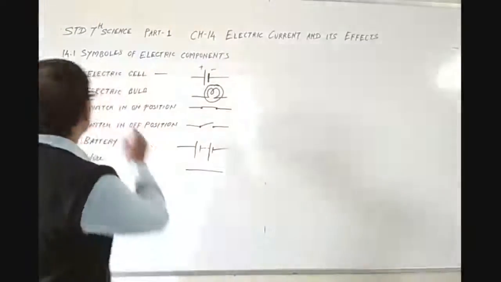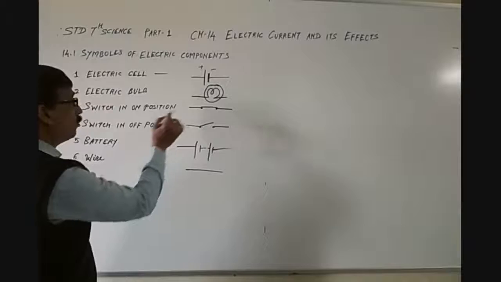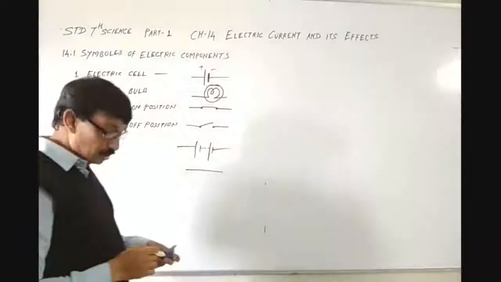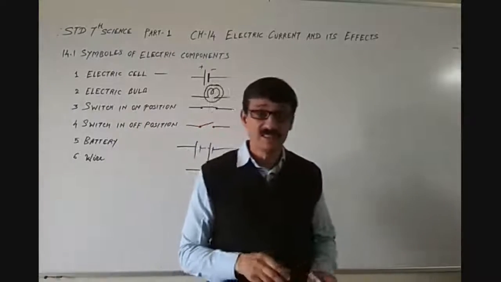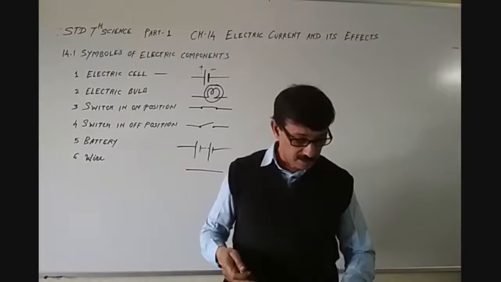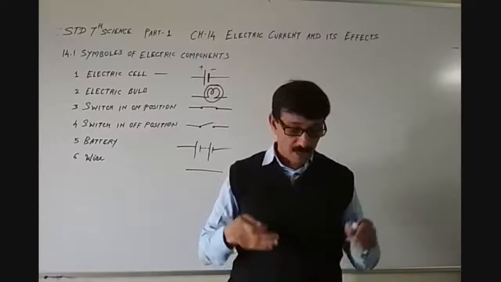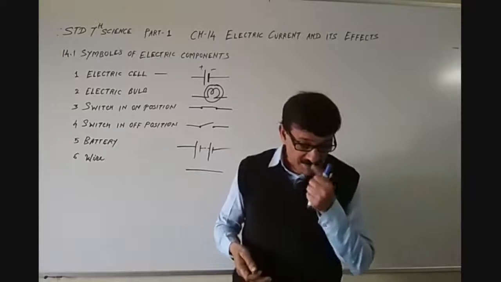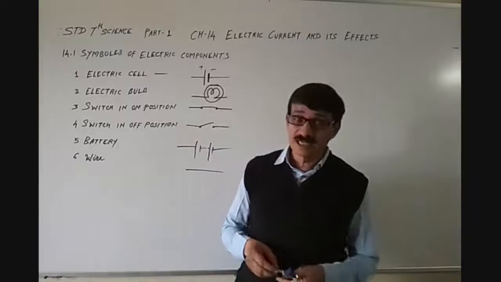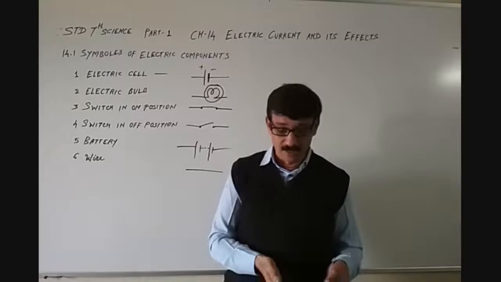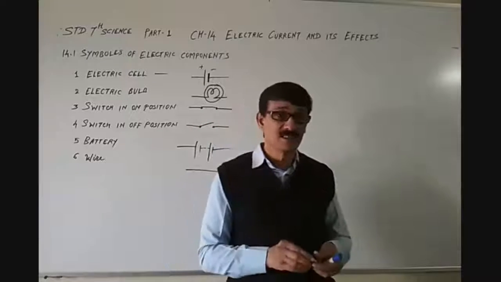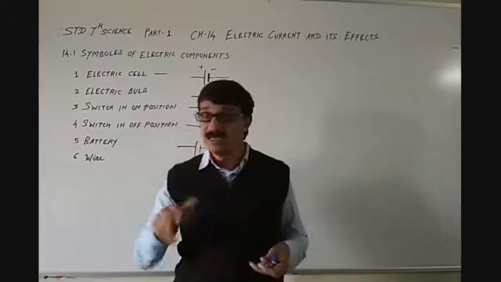So remember the symbols: electric cell, electric bulb, switch on position, off position, battery, and a wire. This is what we have discussed in this part. We will discuss something further on page number 160 in the next part. For now, try to understand the bulb and the cell, and read the textbook, something more than what we discuss here. Read the full chapter so that you can understand, or we can discuss something better in the next part.